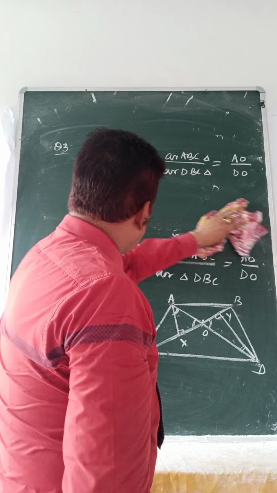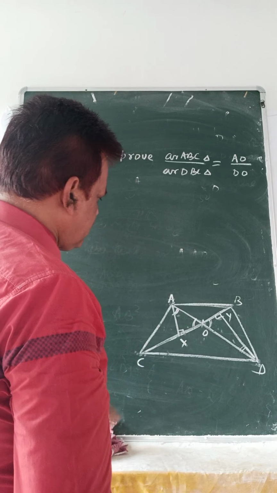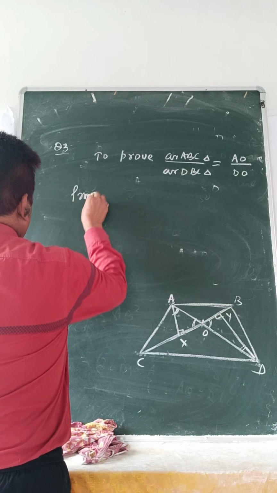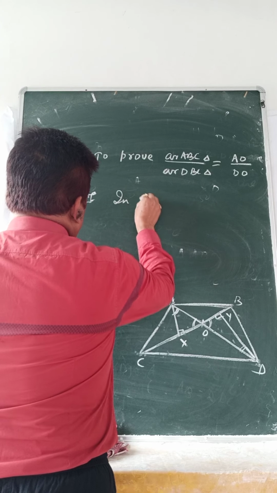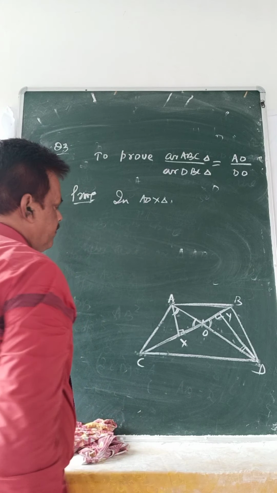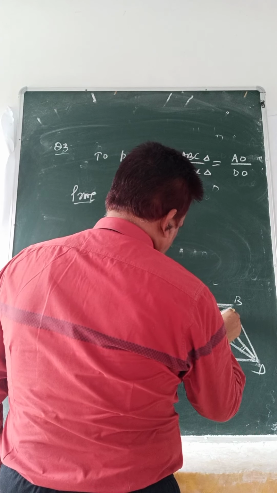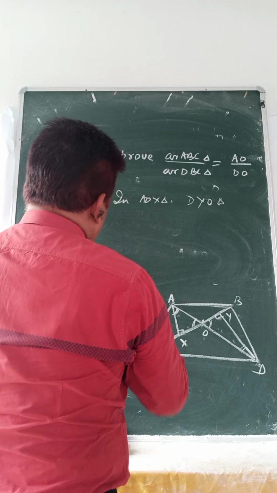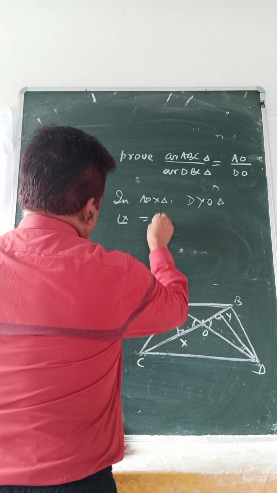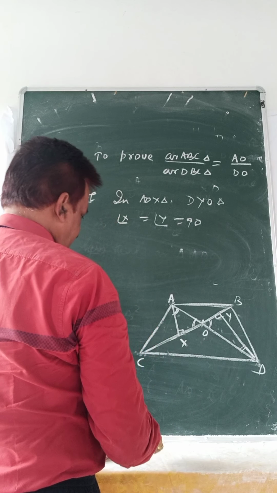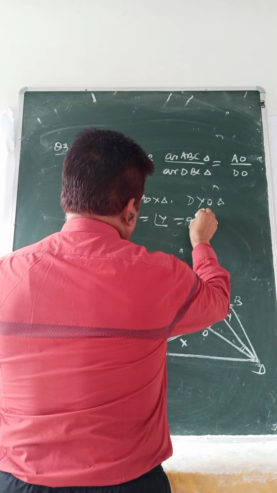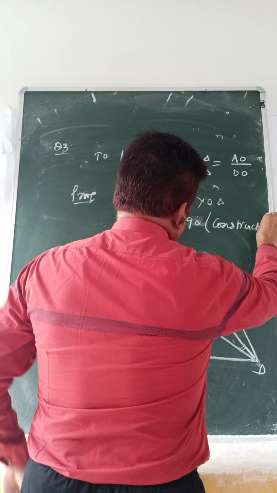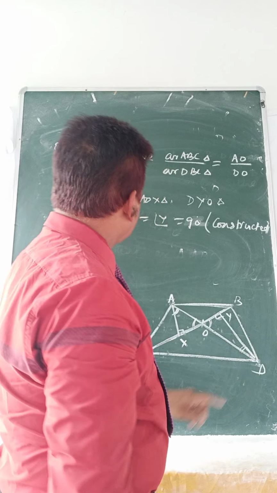Look at it. You have to take AOX triangle. In AOX triangle and DYO triangle, I can say angle X equals angle Y, 90 degrees. You can write constructed, because we have done the construction, perpendicular I have drawn here.